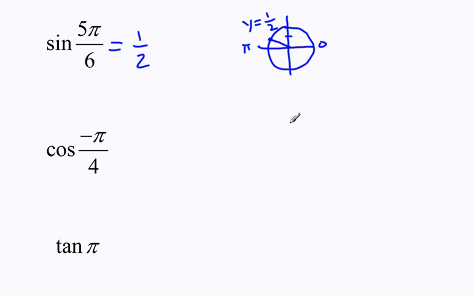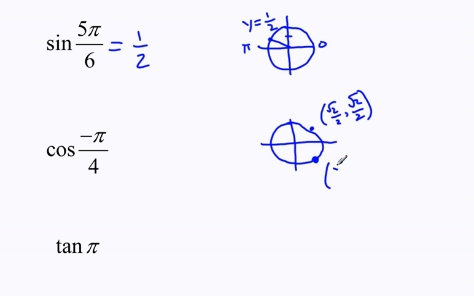All right, cosine of negative pi over 4. So for negative pi over 4, I am going around this way in the opposite direction, 1/4 of the way to pi, but since it's negative, I'm going in the opposite direction. I recall that this was √2 over 2, √2 over 2. When I reflect over the x-axis, my y-coordinate turns negative, though that really doesn't matter here because cosine is my x-coordinate, so my answer is √2 over 2.